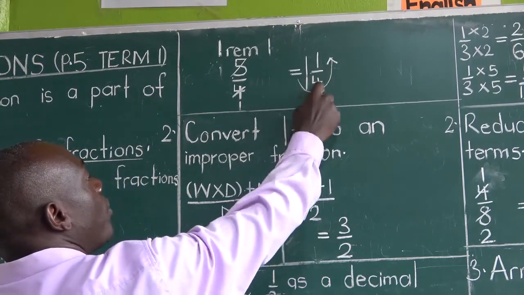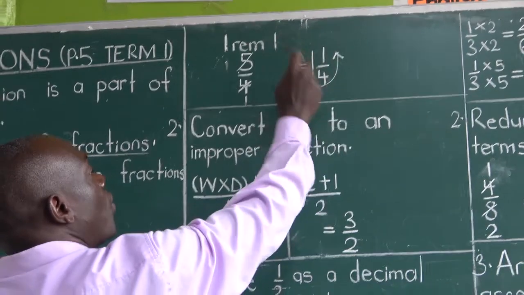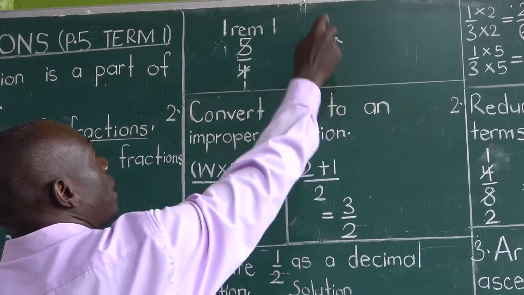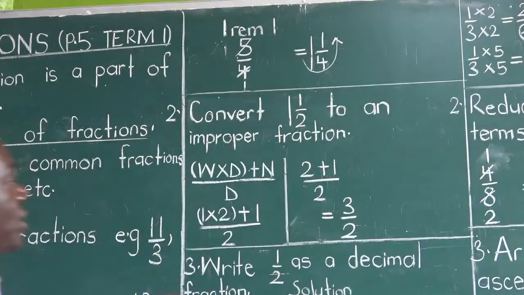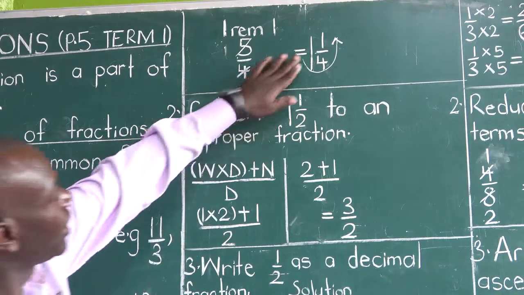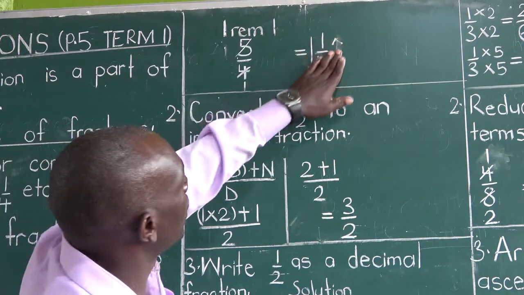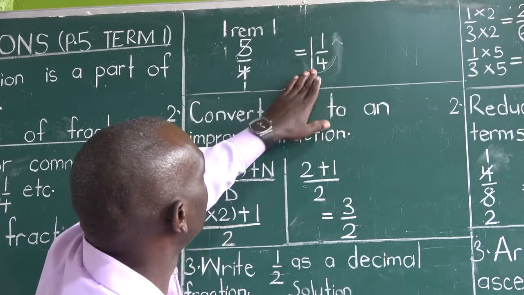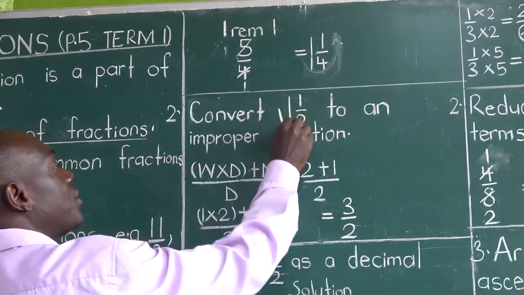1 times 4 plus 1 out of 4. That is one. Sorry, we are here. We are dealing with this other one. If we were converting that one, we would still do the same. So we are doing this one.